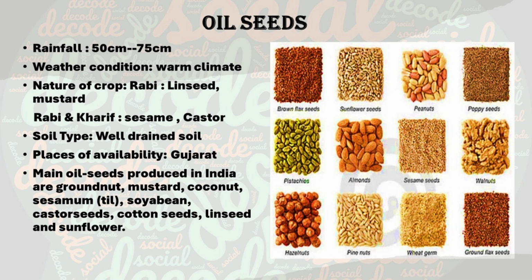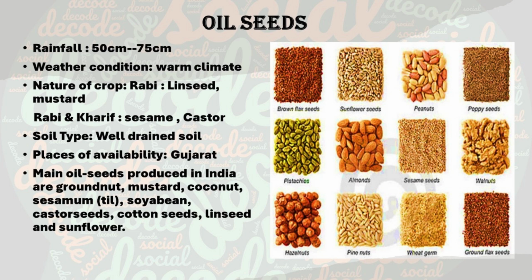For example, if you take groundnut, it used to grow in Gujarat, Andhra Pradesh and Tamil Nadu. If you take mustard, it used to grow in Rajasthan and Uttar Pradesh. If it is soya bean, Madhya Pradesh. Coconut, obviously you know very well, Kerala and Tamil Nadu. Okay, sunflower is southern and central region.